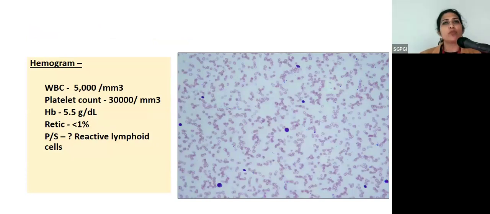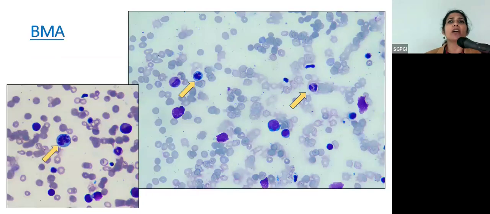His WBC was borderline, but platelets and hemoglobin were definitely low. And so we saw some reactive lymphoid cells and nothing else in the hemogram. So microcytic hypochromic cells and some reactive lymphoid cells, nothing else. This was the bone marrow aspirate.